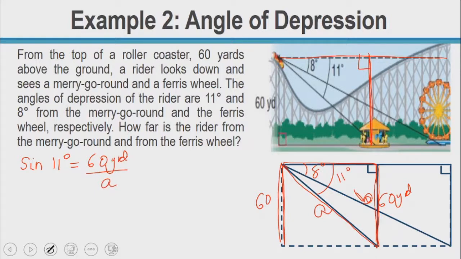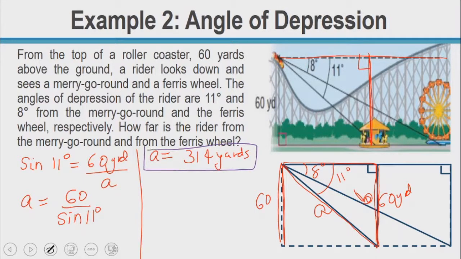Okay, so the A again is the distance from the rider to the merry-go-round. So A will now be, if I cross multiply, 60 divided by sine of 11 degrees. And if you put that into your calculator, you can see that A will be 314 yards. The rider is 314 yards from the merry-go-round.